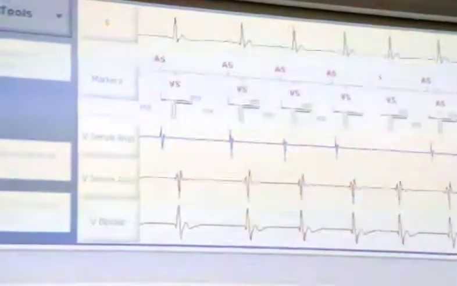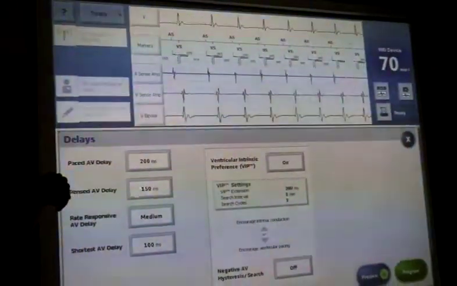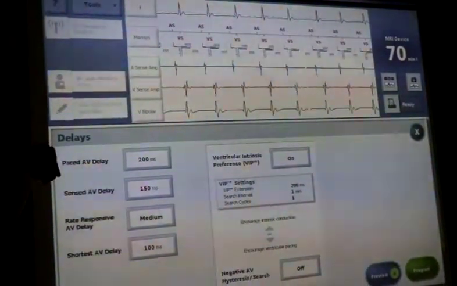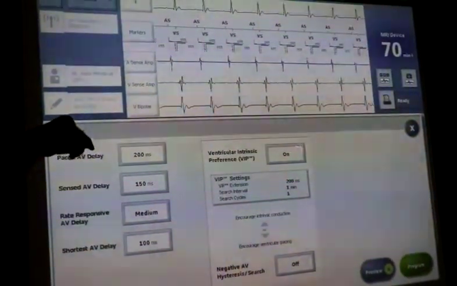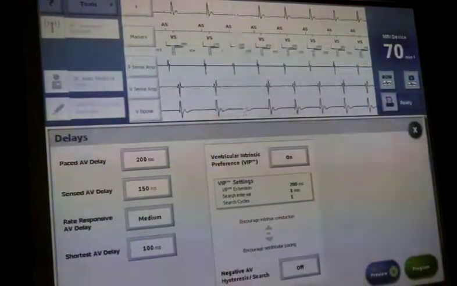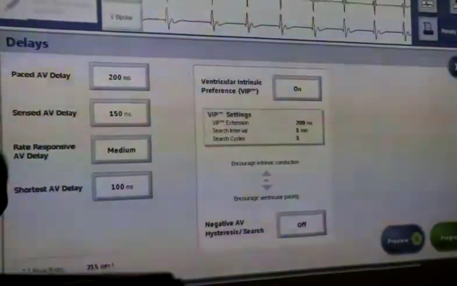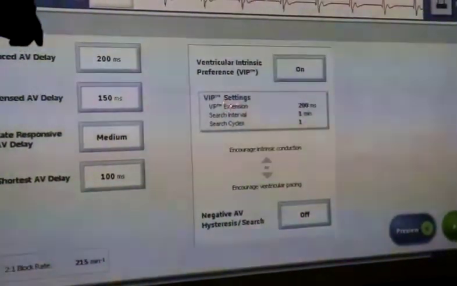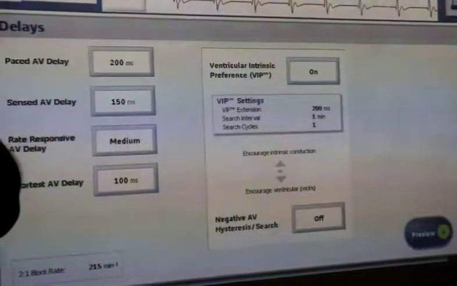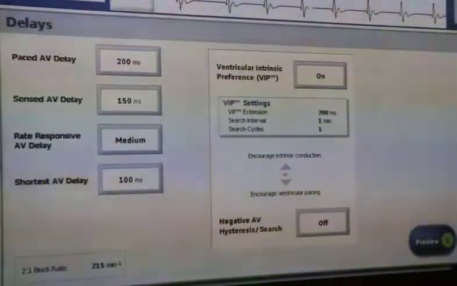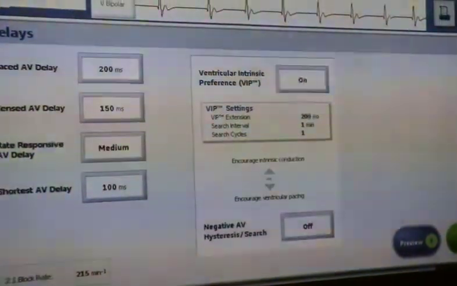So we can either make the AV delays fixed and long. We can program the sensed AV delay; mostly this lady will be sensing her P wave, so this is the important one. Or we can use this algorithm here, ventricular intrinsic preference, which promotes intrinsic conduction. Here are the numbers: the VIP extension is an extension of the AV delay of 200 milliseconds. So if we have conduction through the AV node, the operational AV delay will be 350 milliseconds.